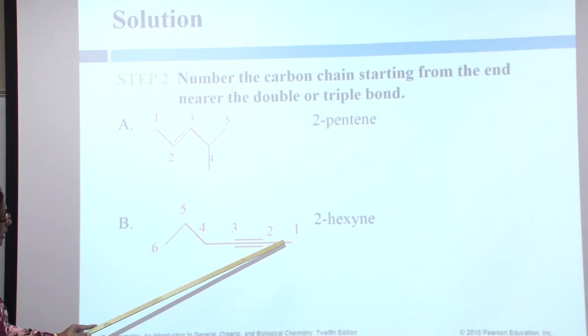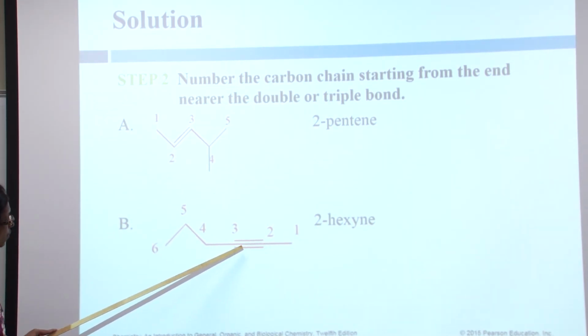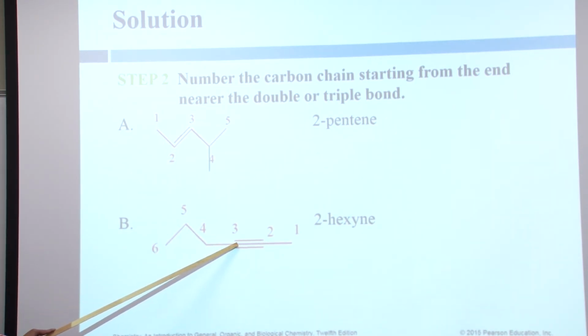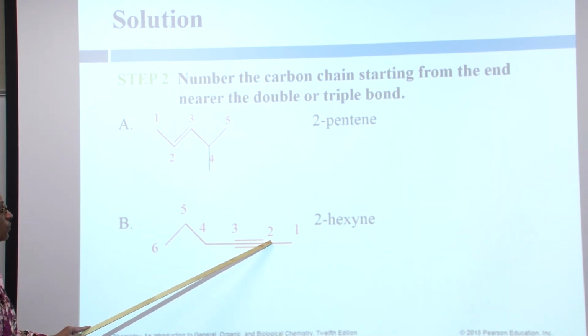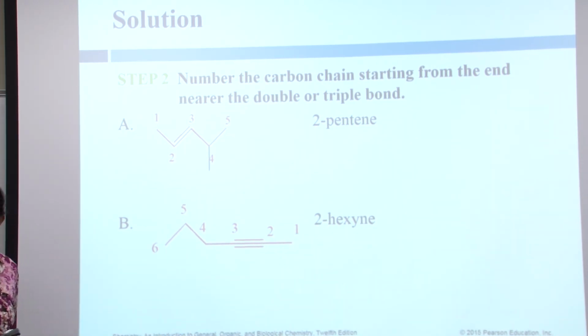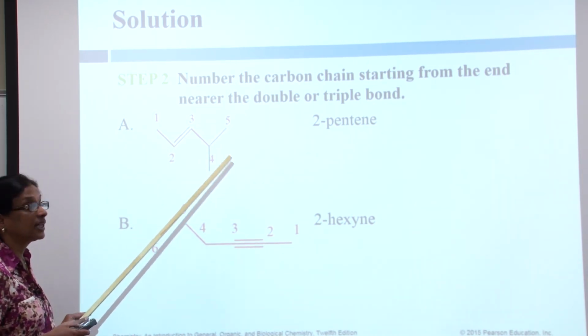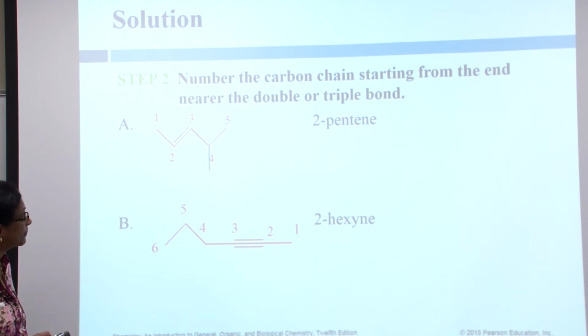Now, here 1, 2, 3, 4, 5, 6. If I begin here, 1, 2, 3, 4. So 2-hexyne is what I'm going to pick. I am going to number the carbon atoms, and the numbering nearest to the double or triple bond is the one I'm going to pick.